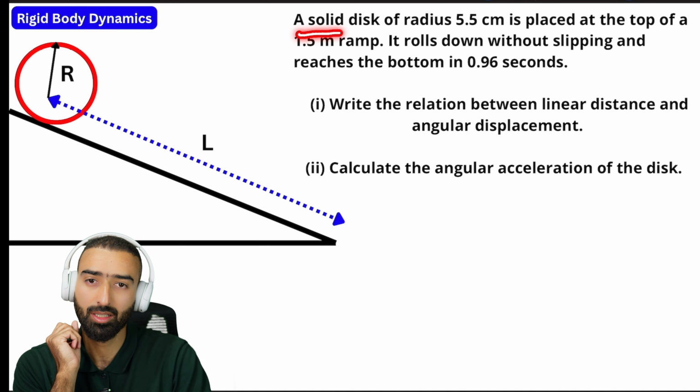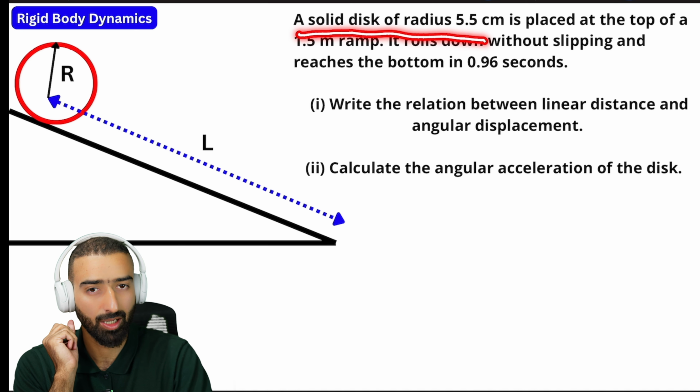A solid disk of radius 5.5 centimeters is placed at the top of a 1.5 meter ramp. It rolls down without slipping and reaches the bottom in 0.96 seconds. The first question is: write the relation between linear distance and angular displacement.